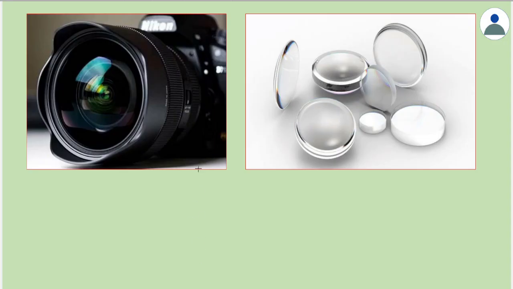Now here are some examples of spherical refracting surfaces. One example is the lens used in cameras, and there are many kinds of lenses given here. We will see what these are in the next lecture. For now, understand that examples of spherical refracting surfaces are lenses.